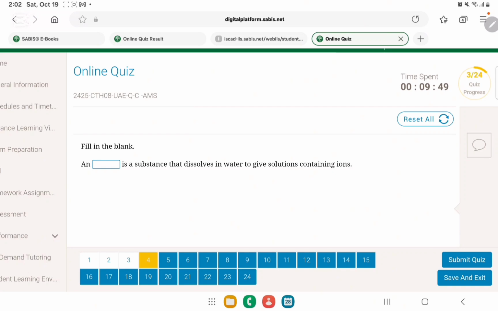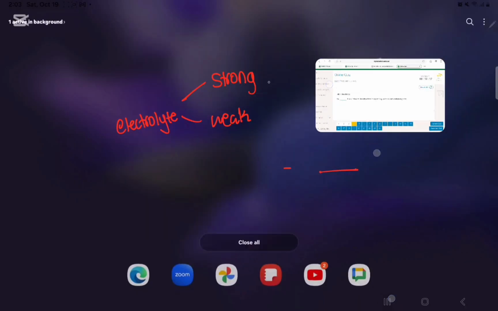Okay, and then here, an electrolyte is a substance that dissolves in water to give solutions containing ions. Okay, you have to know this, you have to memorize it. An electrolyte can either be strong or weak. Because they're going to ask you that, I think, at the end of the quiz.